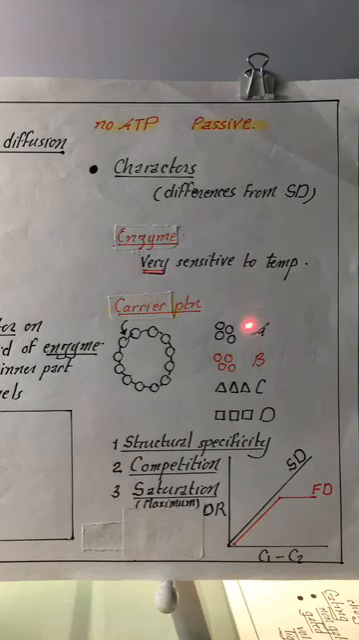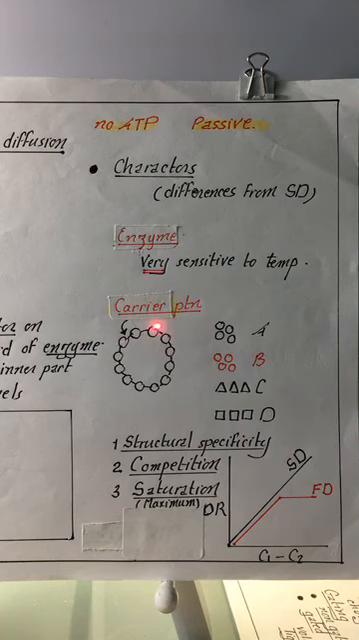We know that simple diffusion also is sensitive to temperature. We took temperature as one of the factors affecting simple diffusion. But in facilitated diffusion, because of the presence of the enzyme, it is highly sensitive, 10 times sensitive to temperature changes. Then we come to the second thing, which is the carrier protein.